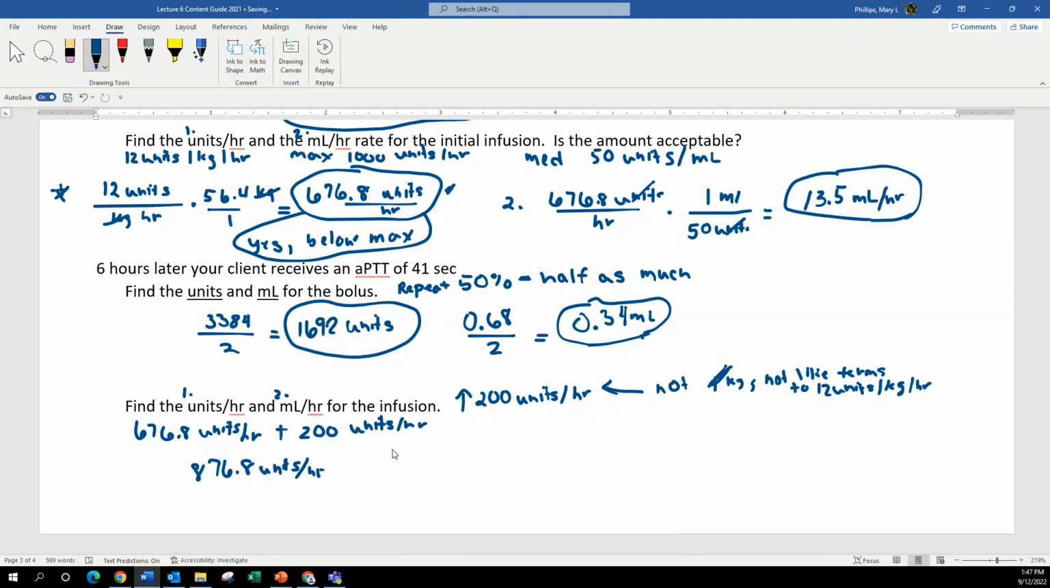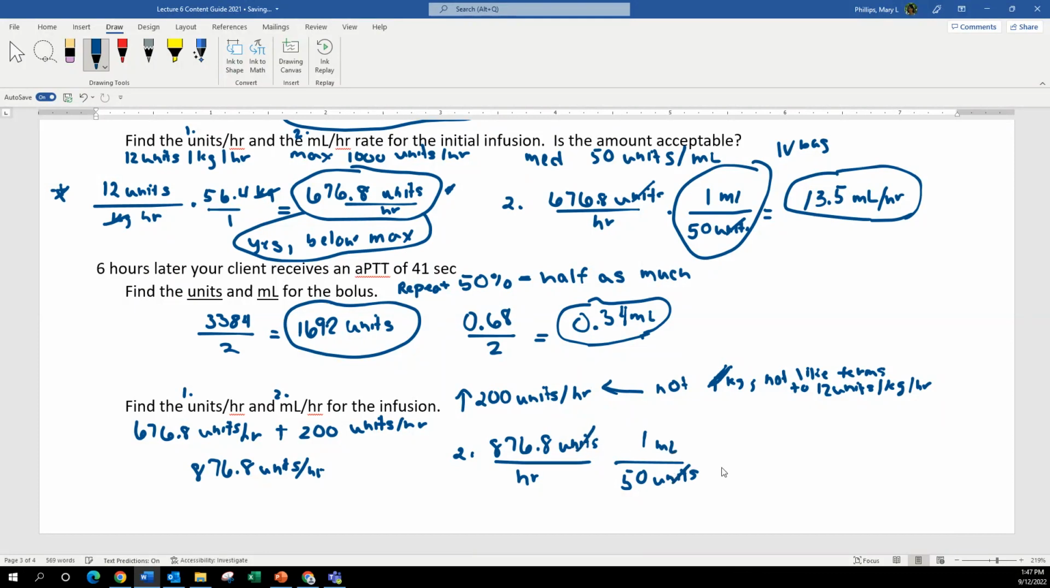So I do need to convert that to milliliters. So I'll set up the dimensional analysis. So I have 876.8 units on top, hours on bottom. And I'm going to use that same IV bag that I used before. And that IV bag had 50 units, and this is that reduced fraction off of the IV bag, 50 units to 1 ml. So that'll cancel the units, and I do the math.